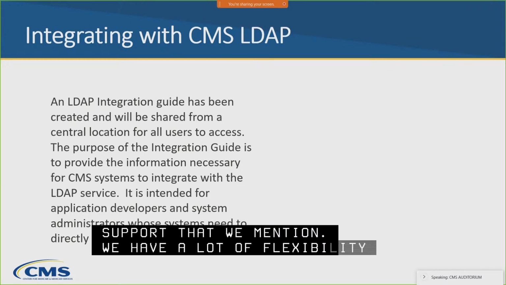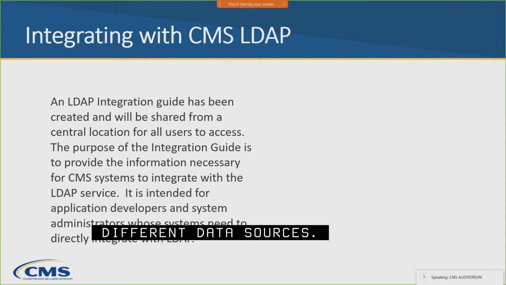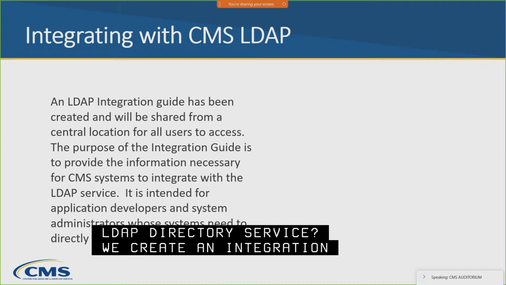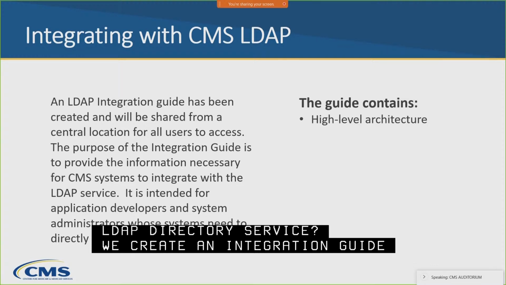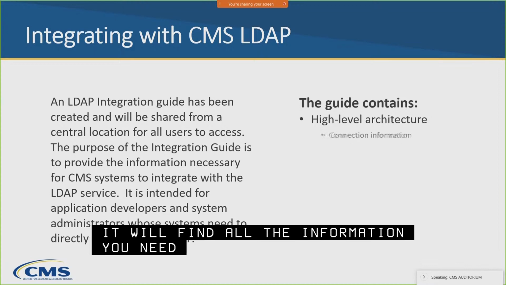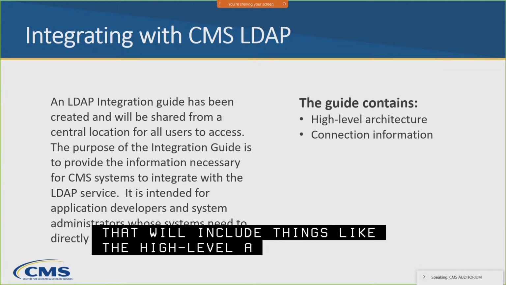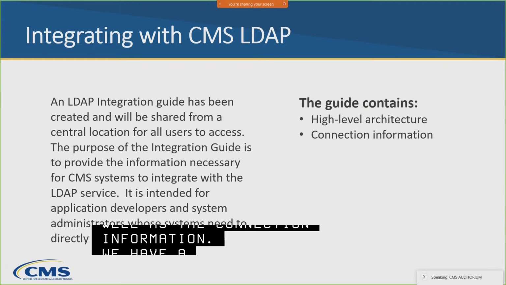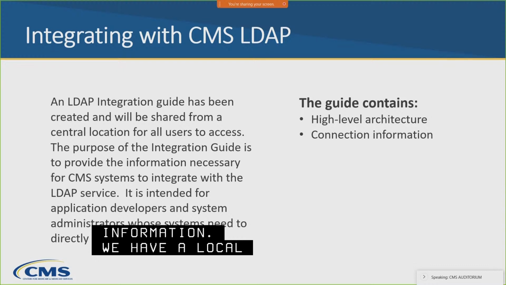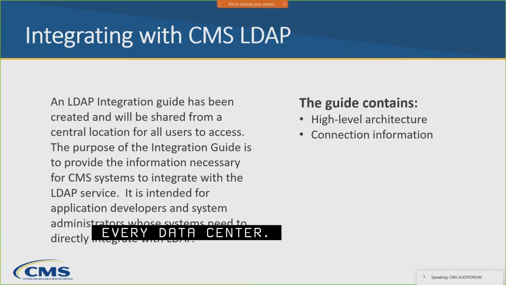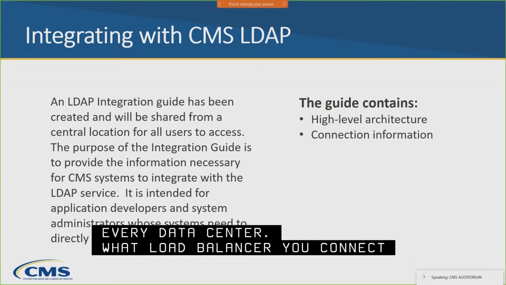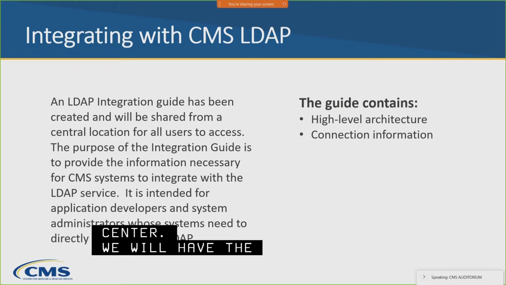So how do we integrate with the new LDAP directory service? We've created an integration guide, and that's going to be hosted in the Enterprise Confluence. It's going to provide all the information that you need to integrate with the LDAP service. That's going to include things like the high-level architecture, as well as the connection information. As we mentioned, we've got a local load balancer configured in every data center. So how you connect, or what load balancer you connect to, depends on your host data center and your tier. So we'll have the listing in this integration guide that you can use to determine what your local presence for the LDAP service is.